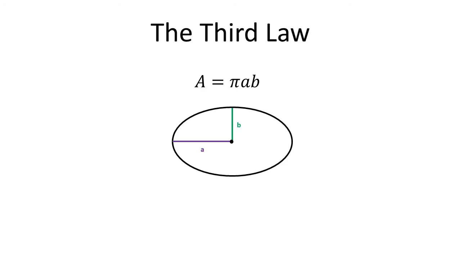The area of an ellipse is pi ab, where a is the length of the semi-major axis of the planet and b is the length of the semi-minor axis of the planet. Therefore, the period of the planet's revolution is equal to 2 pi ab over h.